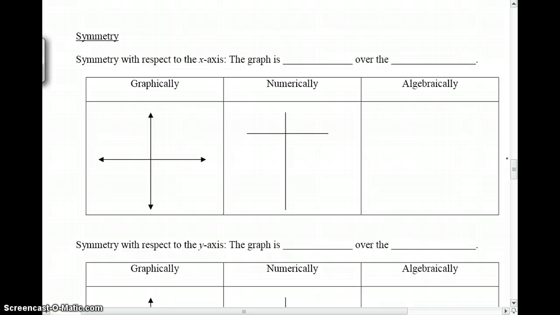Symmetry is talking about a sort of balance that we have in our graphs. And so the first type of symmetry that we're going to talk about is symmetry with respect to the x-axis. A graph that has symmetry with respect to the x-axis is symmetric or reflected over the x-axis. Graphically, we know that this is our x-axis right here. So whatever we're going to draw above the x-axis, we'll have the mirror image below the x-axis.